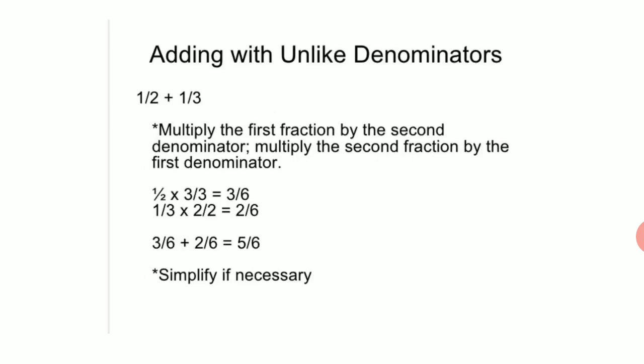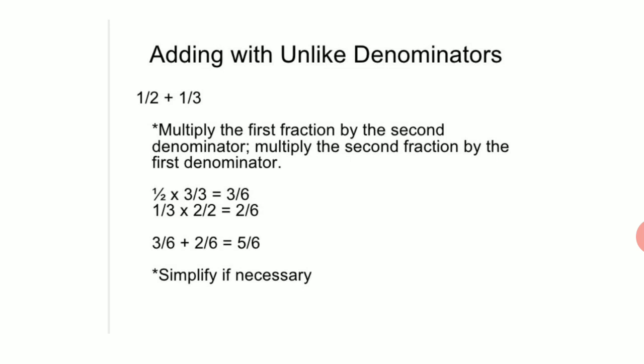So now what we do here is we are taking up two unlike fractions, the first fraction being 1 by 2 and the second fraction being 1 by 3. We go for finding the sum of these two unlike fractions. So the very first step that we need to do is multiply the first fraction by the second denominator. The second fraction you see is having the denominator 3.